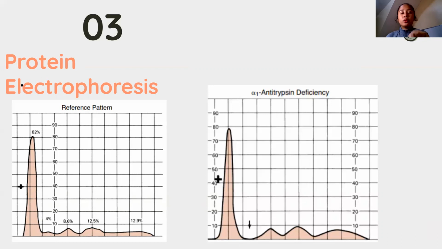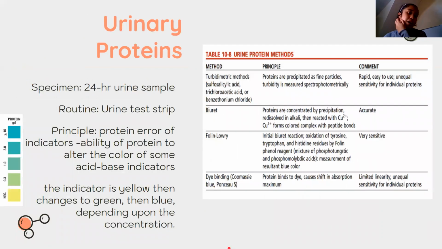Next, class, alpha-1 antitrypsin deficiency: expect decreased density of the alpha-1 fractions in the alpha-1 area. Actually, there are many more in Bishop, please visit. What does a cirrhosis pattern look like? What if there is monoclonal gammopathy? What does the reference pattern look like? Please visit Bishop, okay?